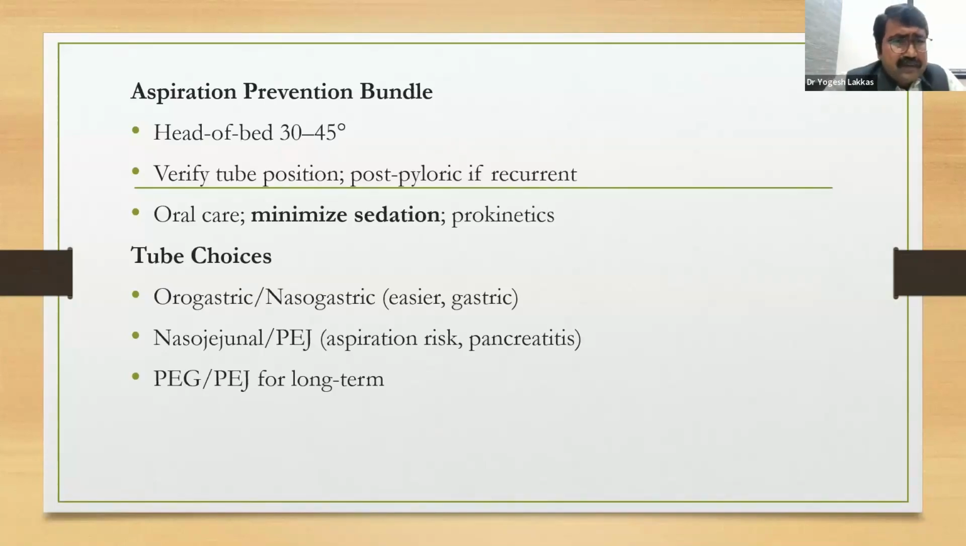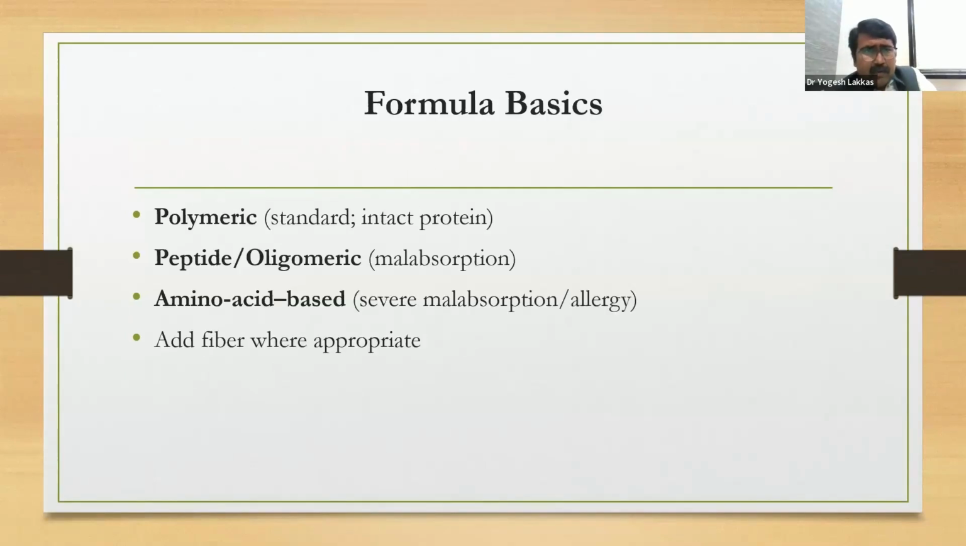Tube choices, these are the various tubes available, like the normally used nasogastric and gastric tubes we routinely follow. Then nasojejunal, then various others for long-term nutrition, like percutaneous endoscopic gastrostomy or jejunostomy, that can be done in particular cases like pancreatitis, or any surgical patients where you need to bypass the gastric route.